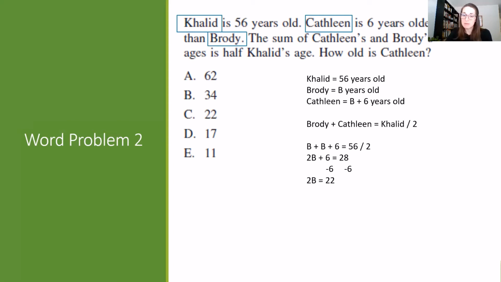Now, I need to get the B by itself, so I'm going to start by getting rid of that plus 6. So if I do minus 6 on both sides of the equal sign, I end up with just 2B and 28 minus 6, which is 22.